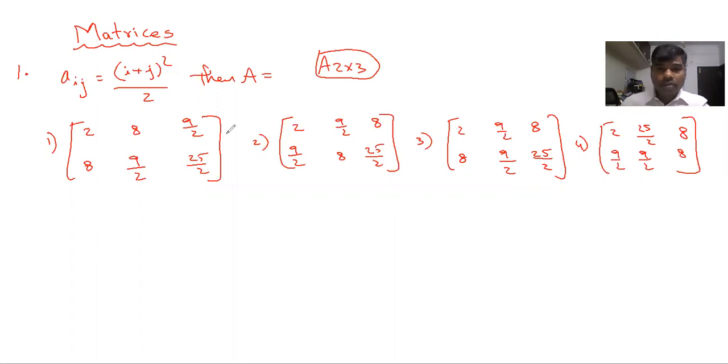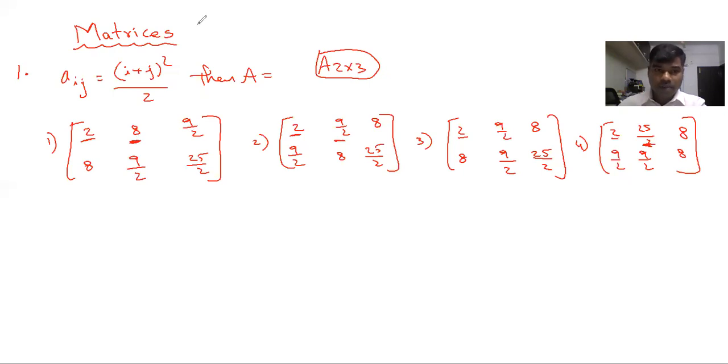Now, if you look at all the options, the first element is 2. So there is no point calculating the first element. See, for objective questions, your observation and your calculation depend upon the options. The second element is different in at least three options, and these two options are the same. And if you look at the next ones, nowhere are all four elements different. So let us calculate the second element.